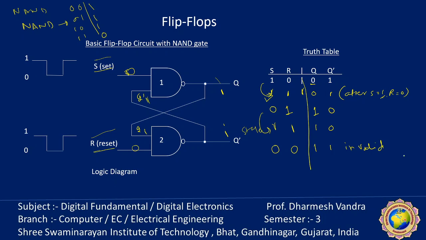So the application of a momentary 0 to the set input causes the output Q to go to 1 and Q dash to go to 0, thus putting the flip-flop into the set state. After the set input returns to 1, a momentary 0 to the reset input causes the transition to the clear state. So when both inputs go to 0, both outputs go to 1. A common 1 is a condition to avoid in normal flip-flop operation. So in this way, the basic flip-flop or RS latch works. I hope it is making sense. Have a good day.